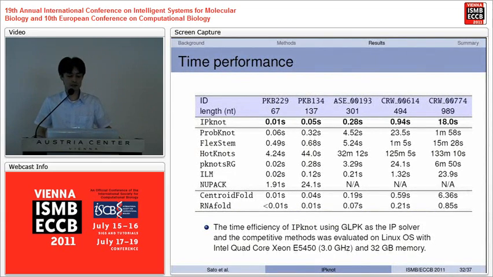We evaluated the time performance of IPknot. These 5 sequences of various lengths were used to measure the elapsed time. This table shows that IPknot is much faster than the existing methods for pseudoknotted structures and comparable with those for pseudoknot-free structures.